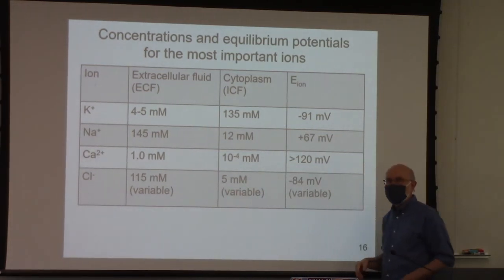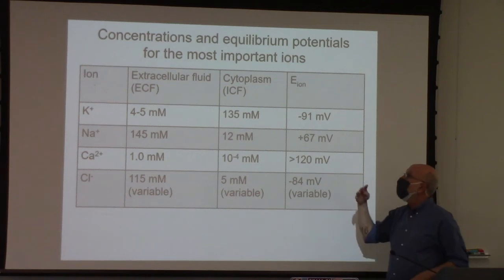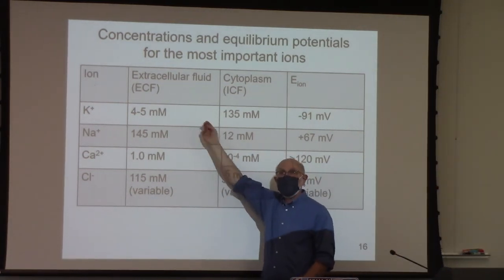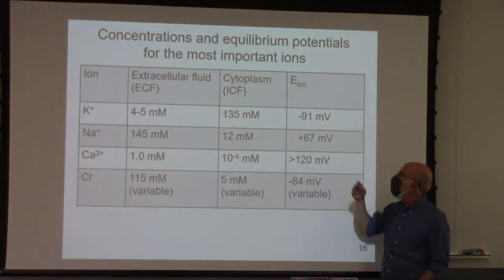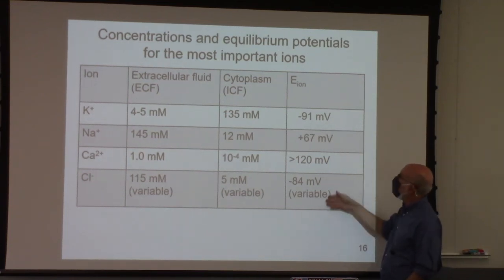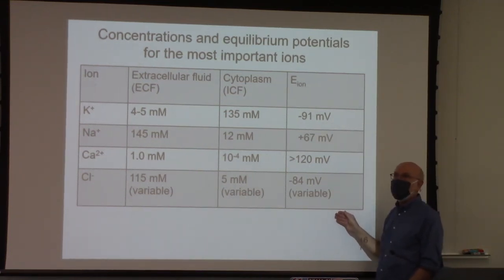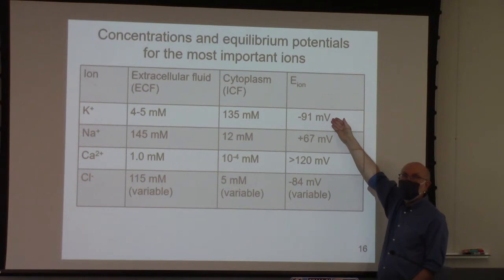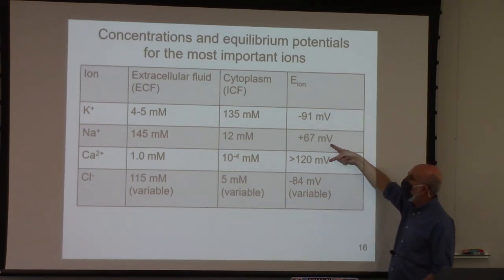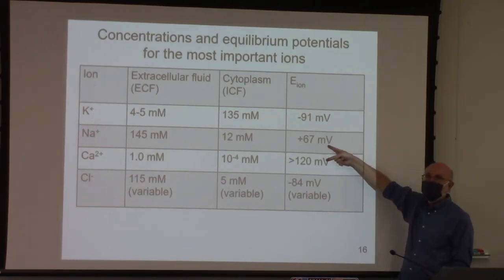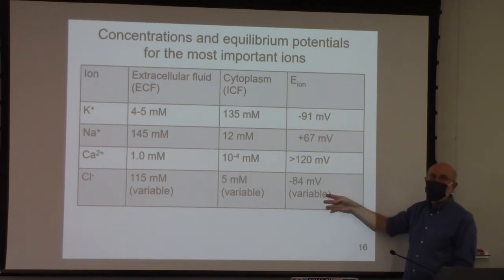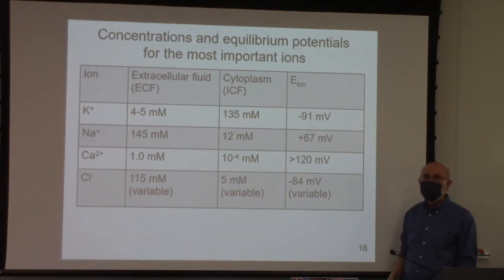You'll use some numbers to solve these problems. And so if you use these concentration gradients to solve the equation, you get equilibrium potentials. And so these are typical values for the equilibrium potentials. Large negative for potassium. Large positive for sodium and calcium. Variable negative for chloride.